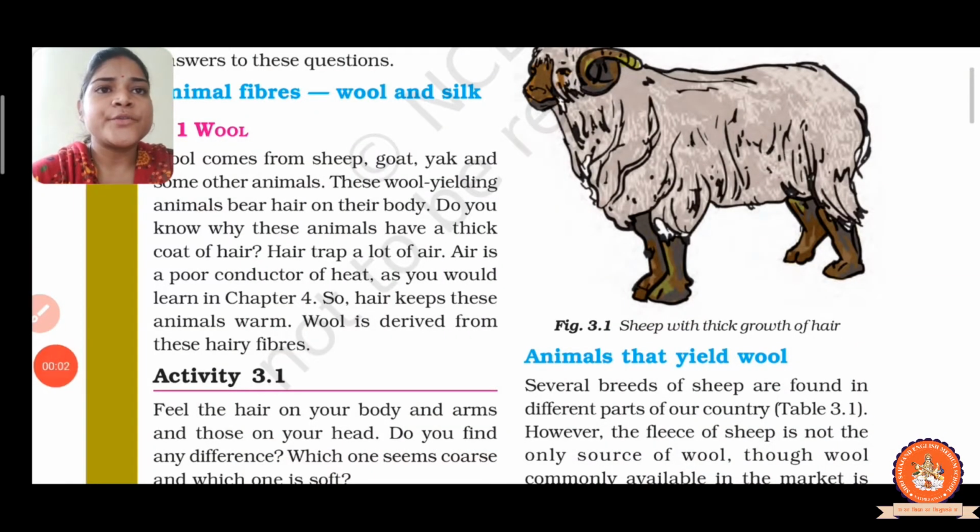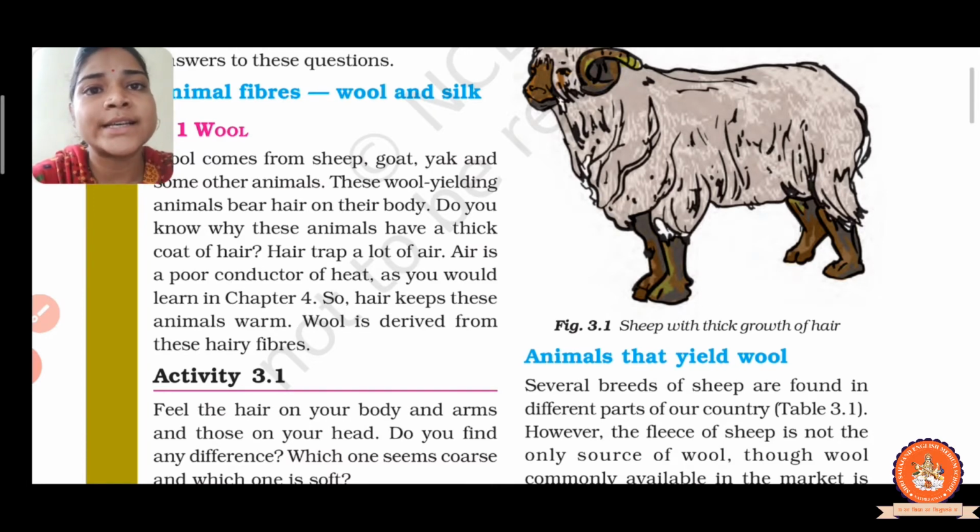Now before starting wool, it is very important to understand why wool is important. What is the speciality of the wool fiber? Let us discuss. Wool fiber keeps you warm. Yes, your sweater, your shawl, your blanket, your hand gloves, your caps, everything made from wool fiber keeps you warm in the winter season, right? So now you understand the importance of wool.